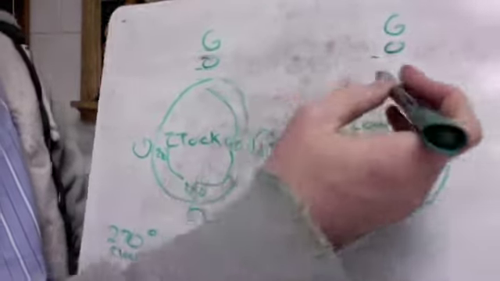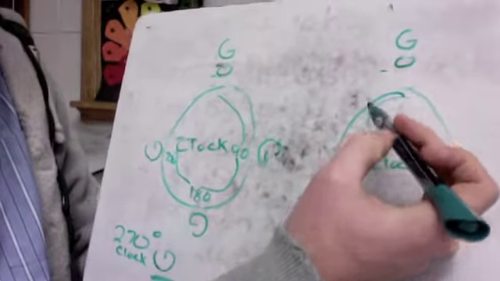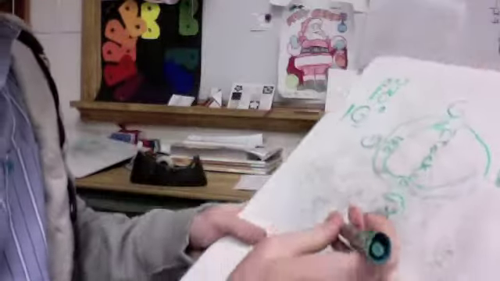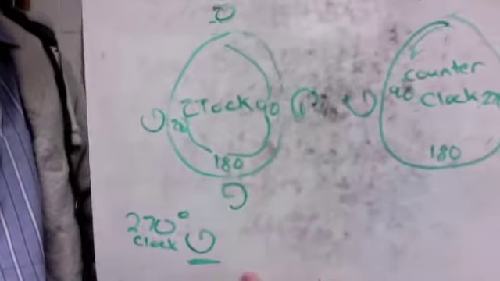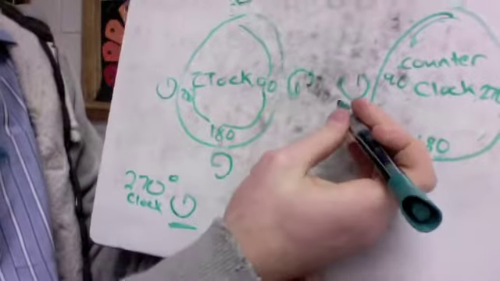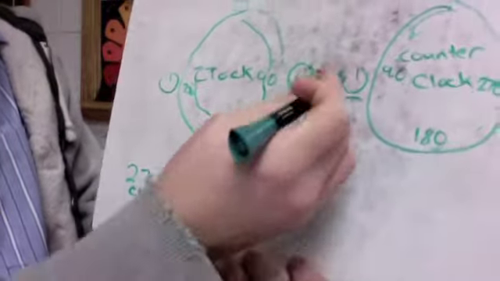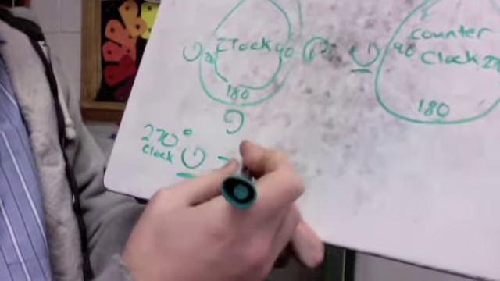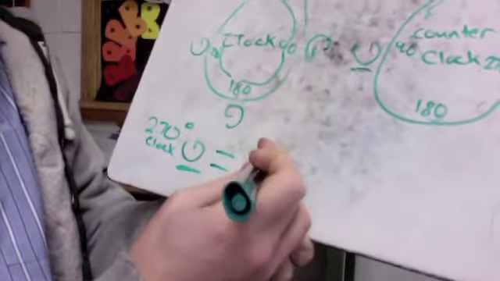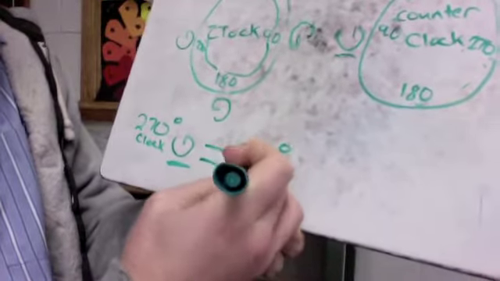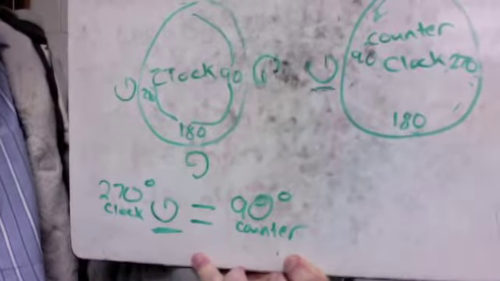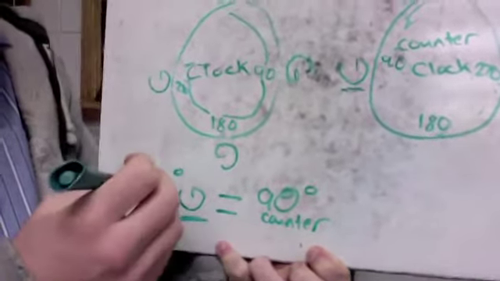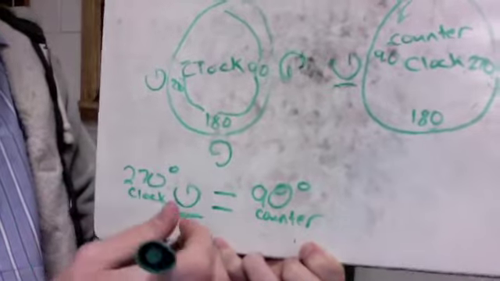So let's think about it here. Let's go counterclockwise. We'll go this way. Turn it like this. Put my G on there. Oh, well, we've got it already. There we go. This is the same as this. So we could say that a 90 degree counterclockwise turn is the same as a 270 degree clockwise turn.